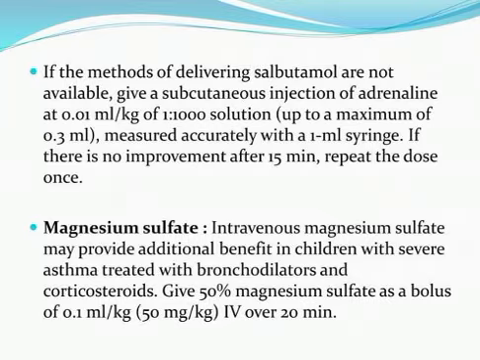Next, if the methods of delivering salbutamol are not available, we have to give subcutaneous injections of adrenaline. That will be around 0.01 ml per kg. So per kg we have to give adrenaline up to 0.01 ml if we can't deliver salbutamol to that person, measured accurately with a 1 ml syringe.